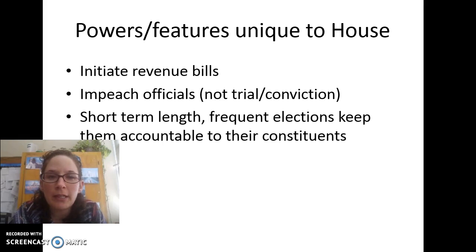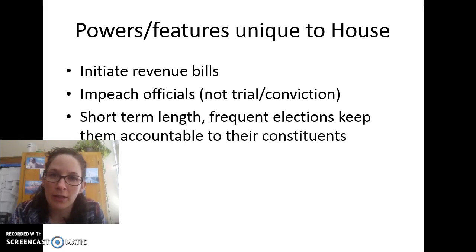So the short term length keeps a short leash on a representative, whereas a senator with 6-year terms has a longer leash. There's a greater period of time for that senator to have an effect before being voted out of office. So those frequent elections go with the short term length. They keep them accountable. They have to respect their constituents.